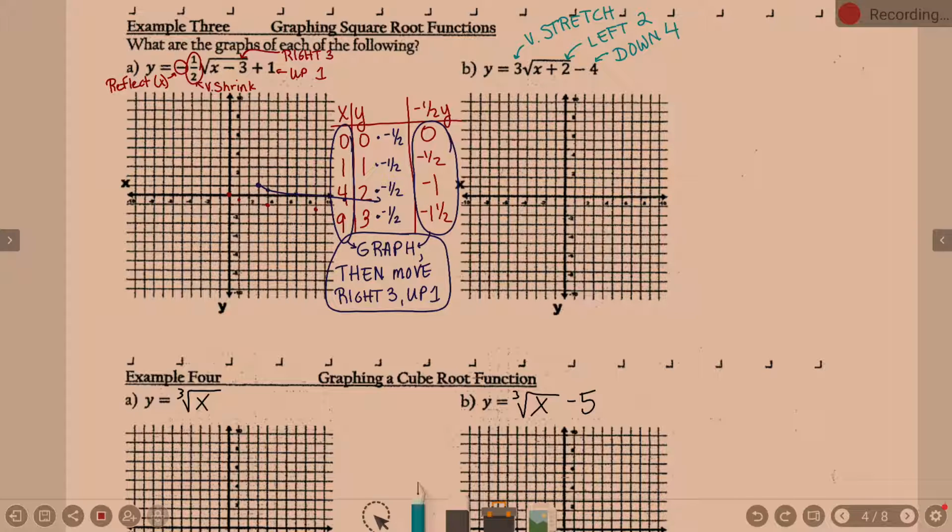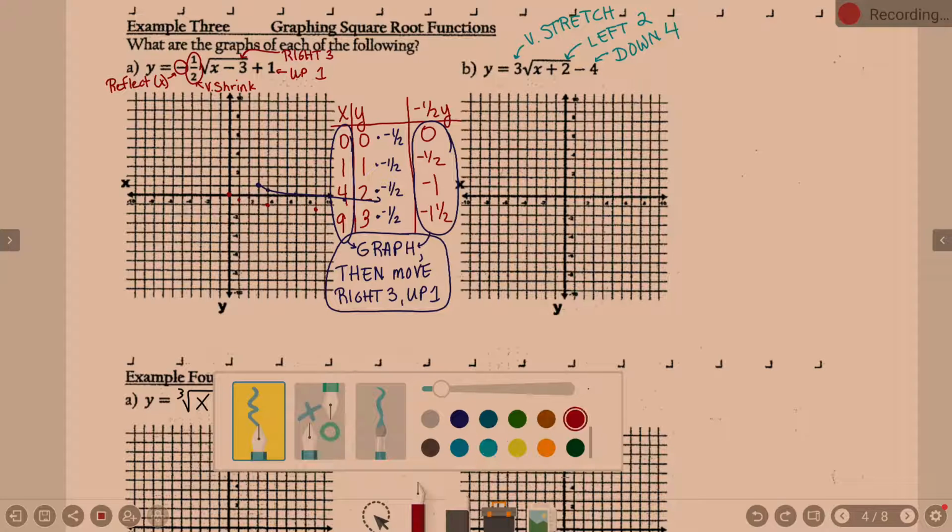We need to deal with this stretch of 3. Now it's a vertical stretch of 3. So what values am I stretching? If I'm stretching vertically, are those the x's or the y's? Y. Those are the y's, right? So when you're doing a vertical stretch, our x values aren't going to change, but our y values will vertically stretch.